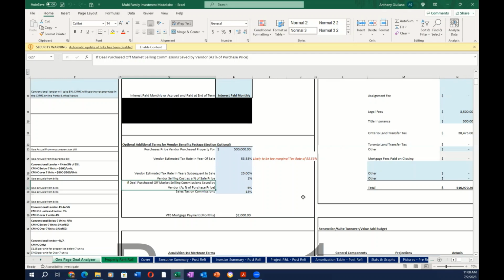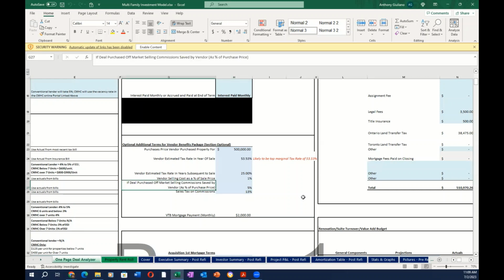So if I approach this vendor directly and purchase this deal off market, they're obviously not paying a realtor a commission. As a result, they're saving 5% of the purchase price. In my market, it could be 6%. In some markets, it could be 4%, but generally around 5% of the purchase price is saved there.